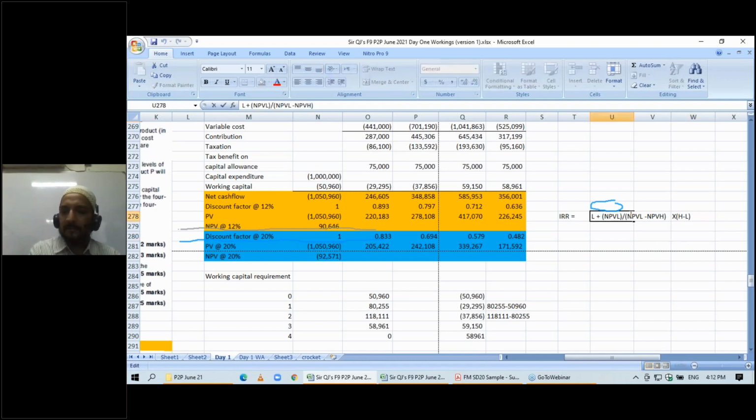So that's the formula for the internal rate of return. Let me simplify it a bit for you so that you can calculate it properly in the calculator.